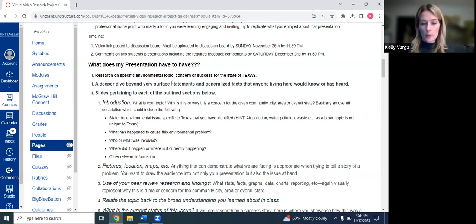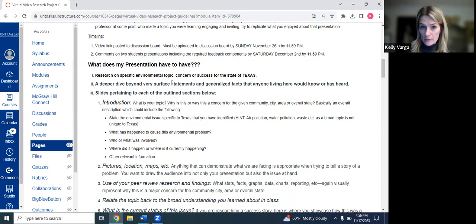Don't tell me about air pollution in New York. I don't care about it, but more importantly, it's not pertinent to what the requirements of the presentation are. And if you ask me why didn't I get the good grade on it, and it's air pollution in New York, I'm going to tell you, go back and read the guidelines, right? It's right here. Numero uno, as a matter of fact.